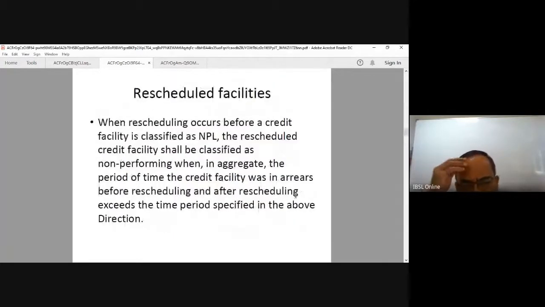This is what I say. When rescheduling occurs before a credit facility is classified as NPL, the rescheduled credit facility shall be classified as non-performing when in aggregate the period of time the credit facility was in arrears before rescheduling... That is, in that case, 30 days before rescheduling it was overdue, and after rescheduling from the first installment another 60 days, that makes 90 days. Then it is NPA. That's what we looked at earlier. This is the central bank's precise guideline.